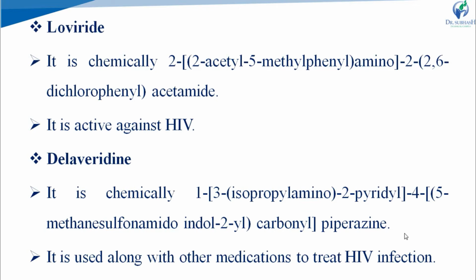Examples are loviride and delavirdine. Loviride is chemically a 2-(2-acetyl-5-methylphenyl)amino-2,6-dichlorophenylacetamide compound. It is active against HIV. Delavirdine is chemically a 1-[3-isopropylamino-2-pyridyl]-4-[(5-methanesulfonamido-indol-2-yl)carbonyl]piperazine derivative. It contains a pyridine, a piperazine ring as well as an indole heterocyclic ring. It is used along with other medication to treat HIV infections.